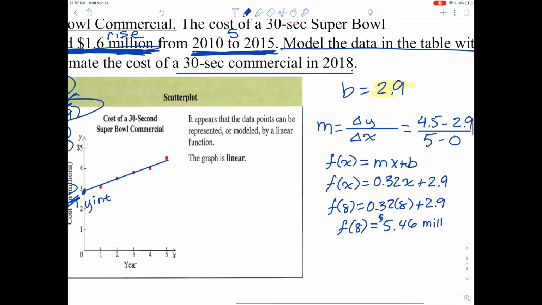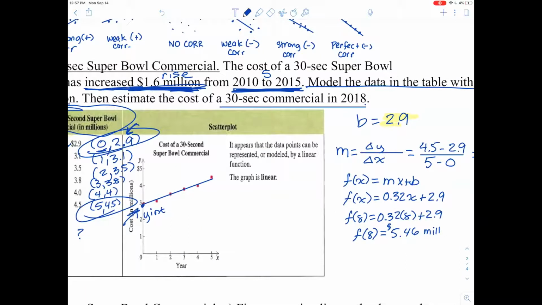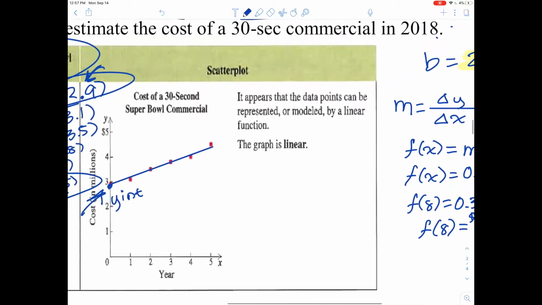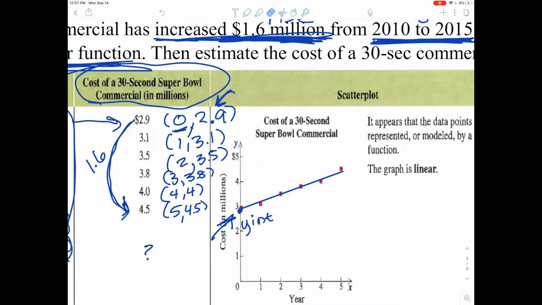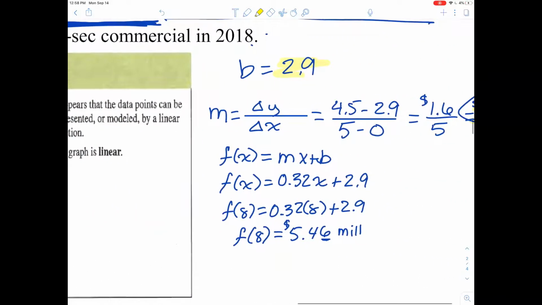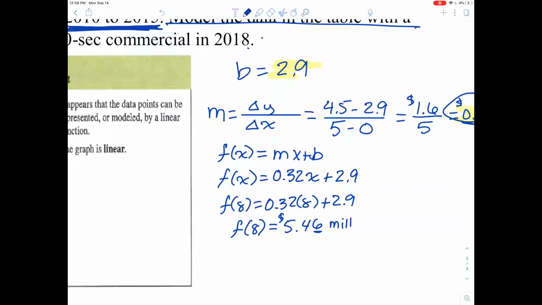Now, if we were to answer the question, estimate the cost of a 30-second commercial in 2018, you'll notice that in the problem, it didn't say what degree of accuracy is required. Here we have a degree of accuracy to the hundredths place. That's pretty good accuracy. But the problem was given to us to the tenths place. So logically, since we weren't asked to round to the nearest hundredth, we would say about $5.5 million. So that would be the cost of a 30-second commercial in 2018.